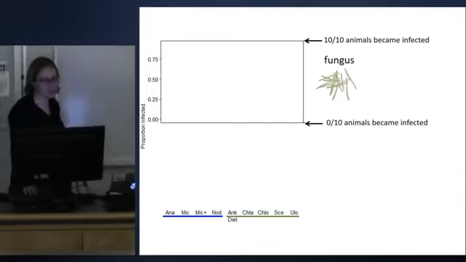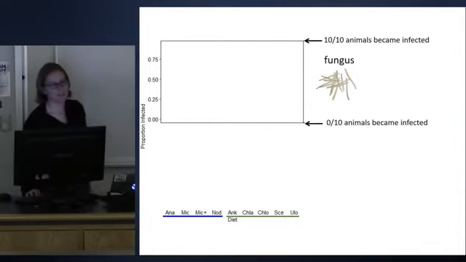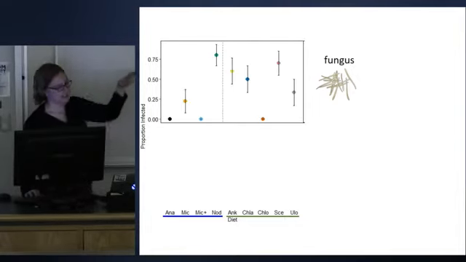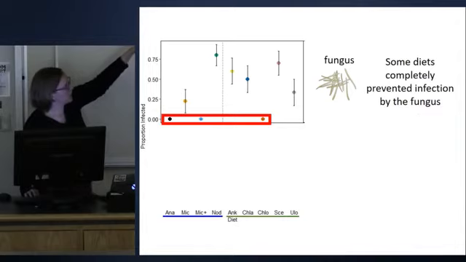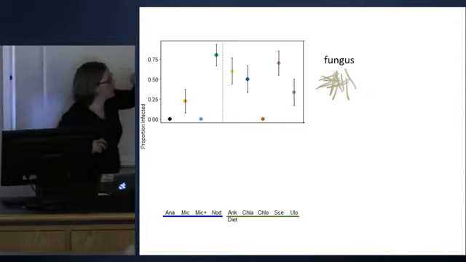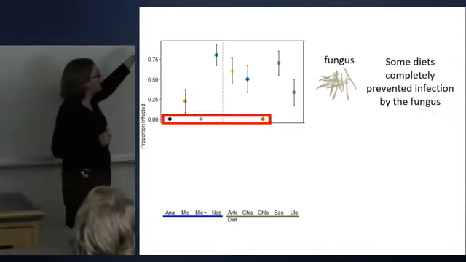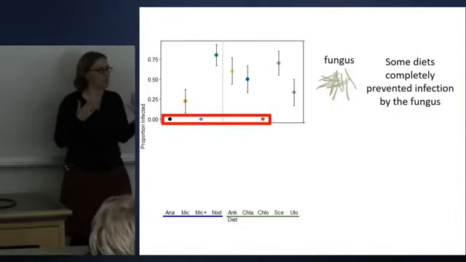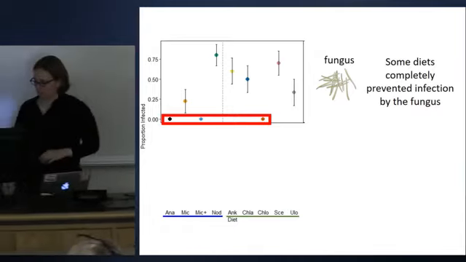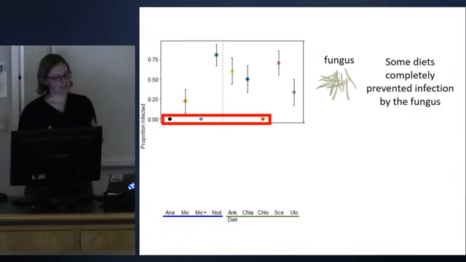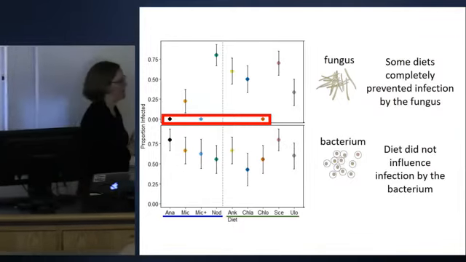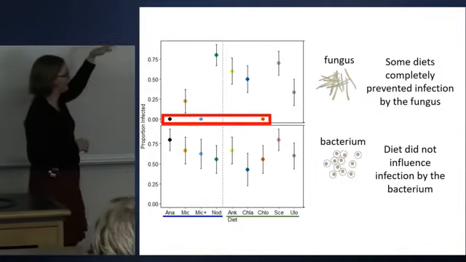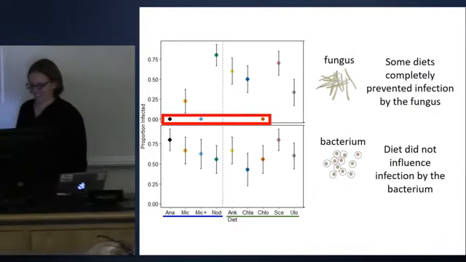Okay, and so for the fungal parasite, there was variation among the different diets in how infected they became. But what stood out the most to us is that 3 different diets completely prevented infection by the fungal parasite. So this was a very strong effect. Interestingly, for the bacterium, there was no significant influence of diet on whether they became infected. That's a pretty boring result there.